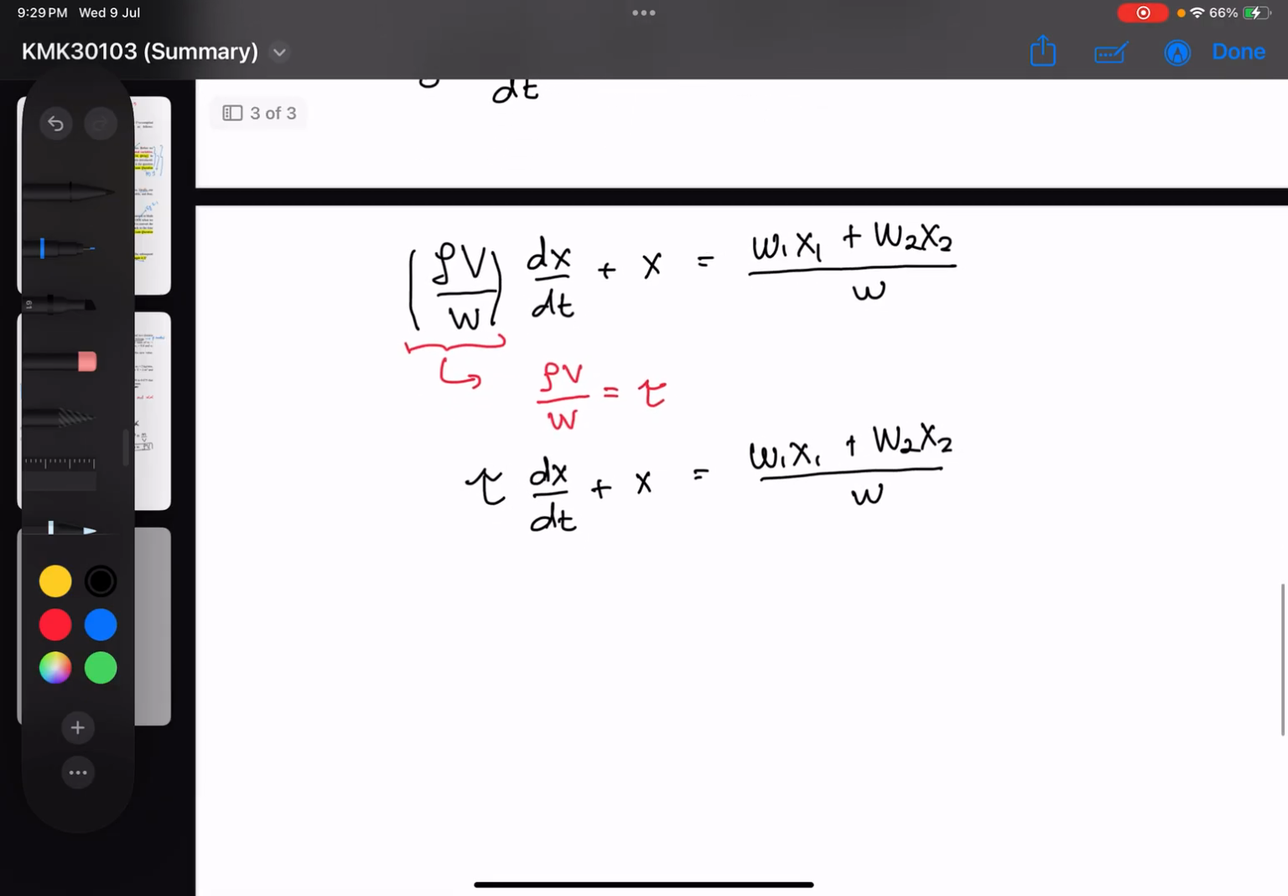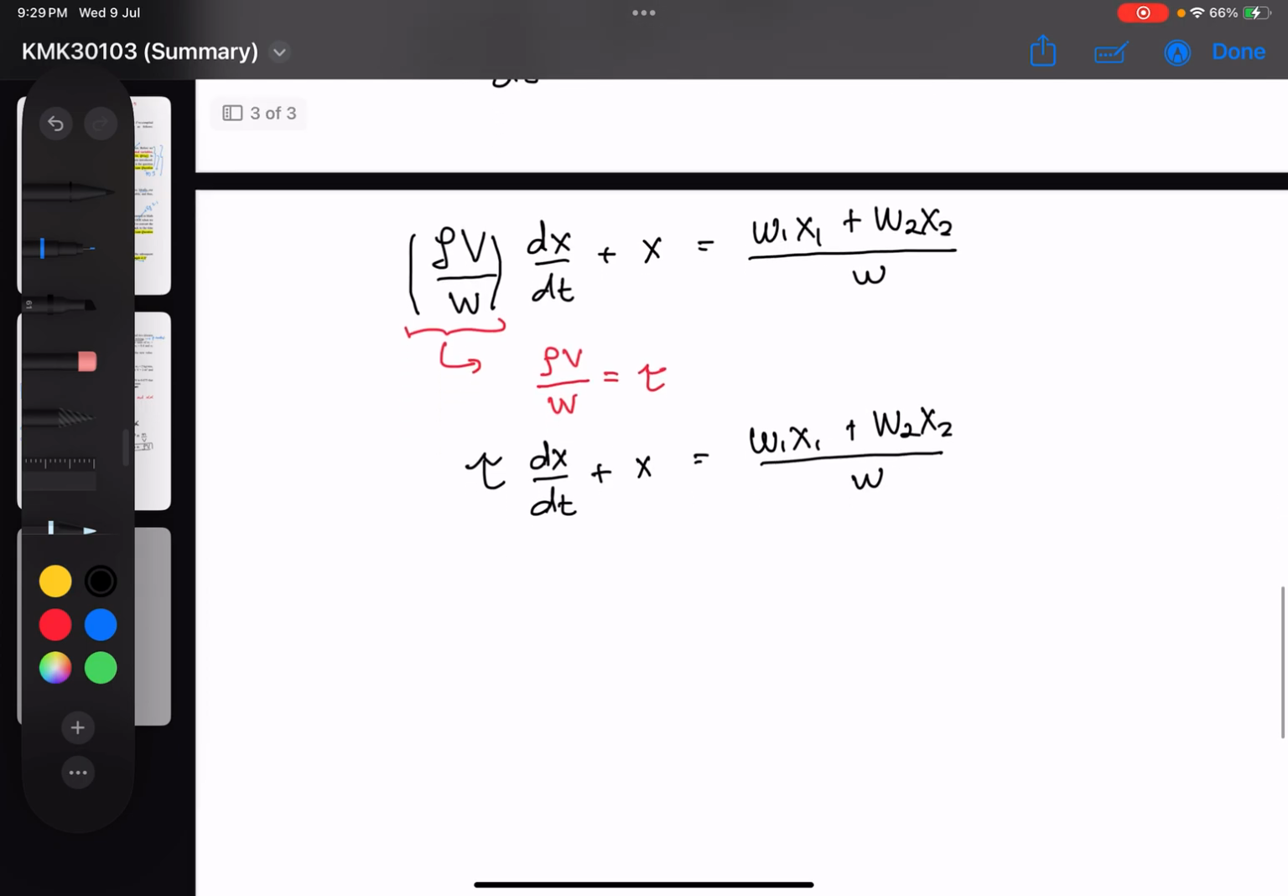Now I'm going to substitute the values. I can actually calculate my value of tau here. Tau equals density, which is given as 900, multiplied by the volume V, multiplied by 2, divided by W.